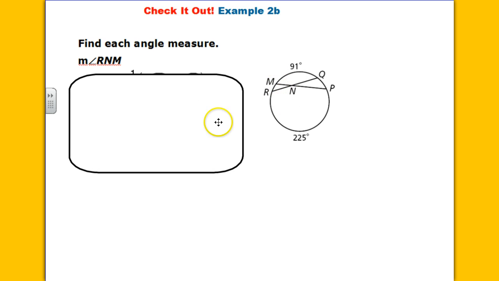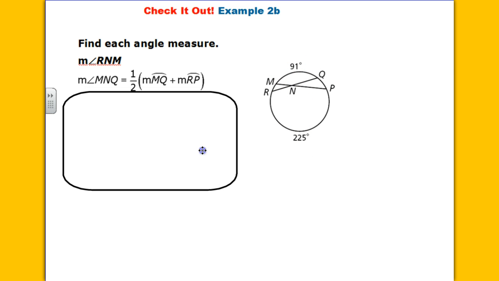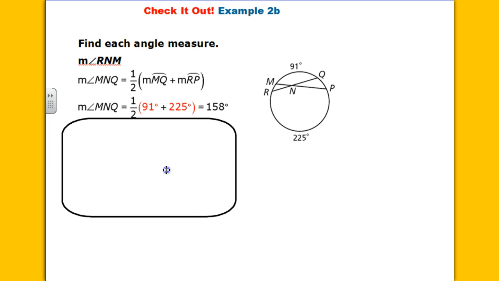RNM, find that angle. See what you can do. It's a little bit more challenging this time. And then come on back. All right, so there's more than one way we could approach this, but we'll follow what the text suggests, and that is we can find angle MNQ or RNP given this information. We simply can take half of the sum of the known intercepted arcs, MQ and RP. So when we take half of the sum, we get 158.